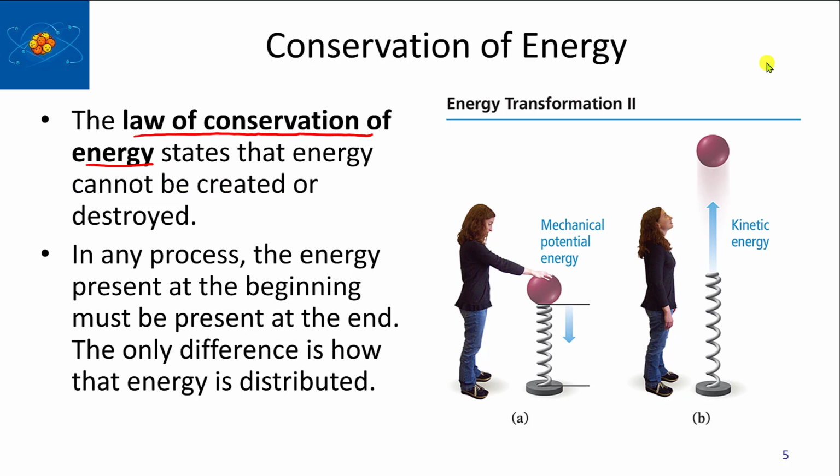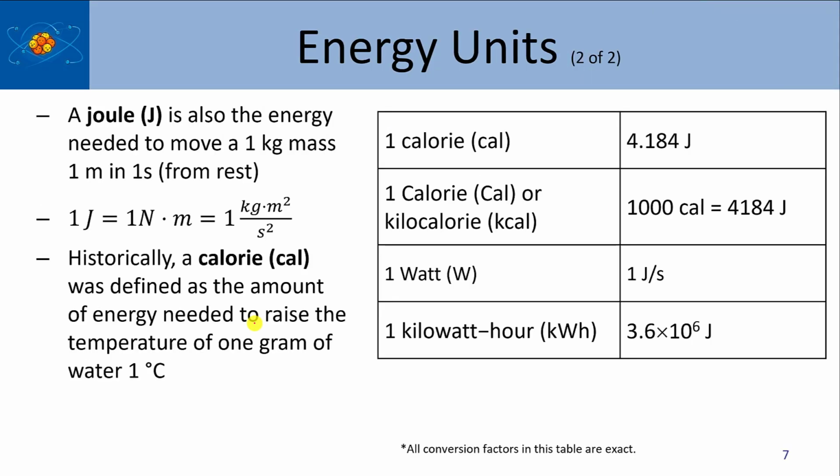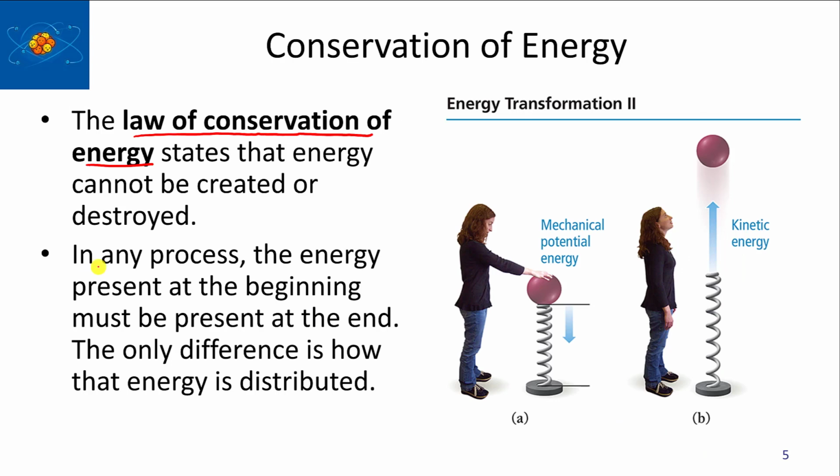So, just to finish off this slide, in any process, both chemical or physical, the energy present at the beginning must be present at the end. And the only difference is how the energy is distributed, right? So the little ball had all the energy as kinetic energy on its way up, whereas when they were coming down, they both had a certain amount of potential energy. They struck the ground. The big ball essentially stopped moving, and all the kinetic energy was in the little ball.